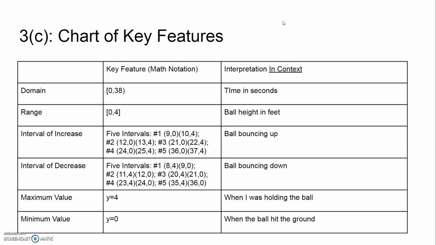And it is y equals 4 because that is when the ball is at its highest point, and the minimum value is y equals 0 because it's when the ball hits the ground, and that's when the ball is at its lowest point.